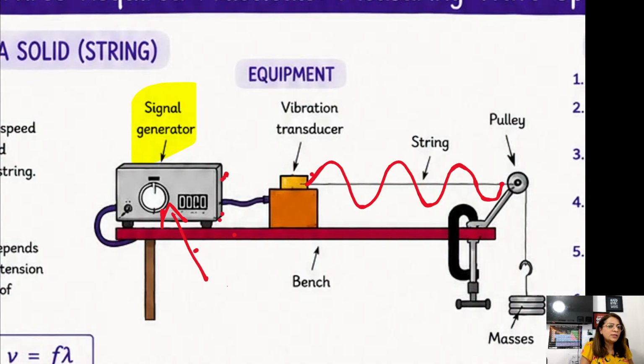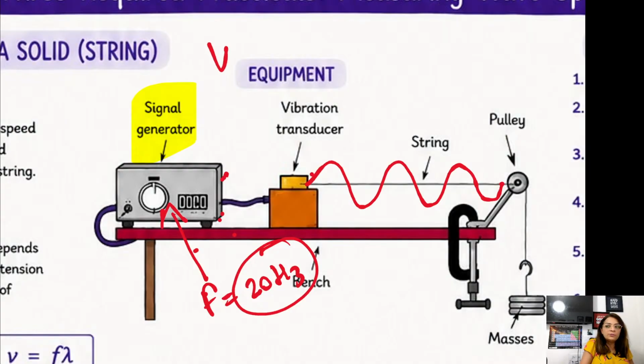You can read the signal generator for frequency. It will give you the frequency, let's say 20 hertz, written on the screen. And you need wavelength because wave speed equals frequency times wavelength. So to get the wavelength, look at the board, everyone. Can you tell me how many half waves you see? How many half waves do you see? In the chat, please.